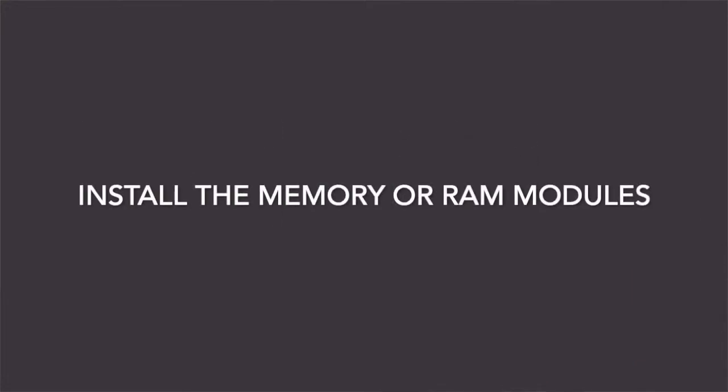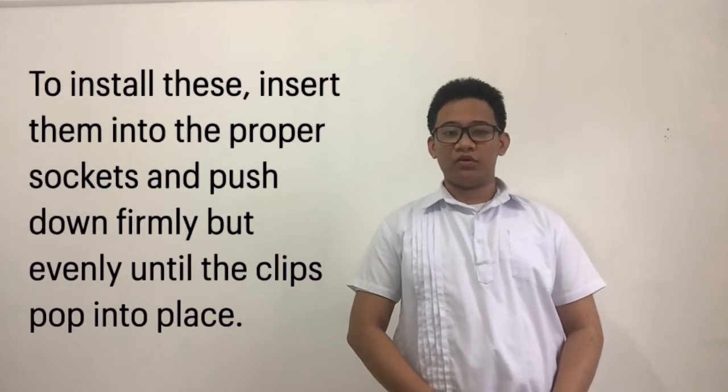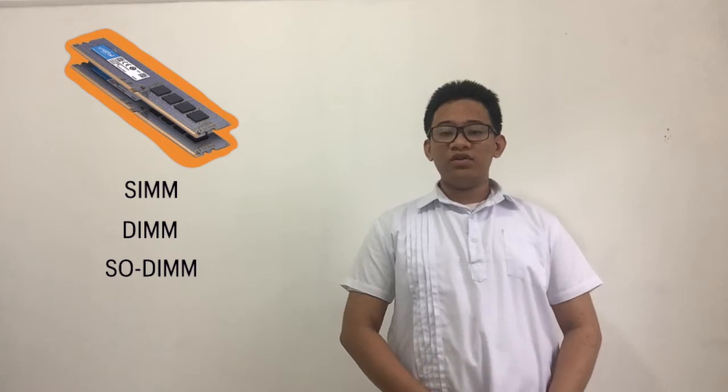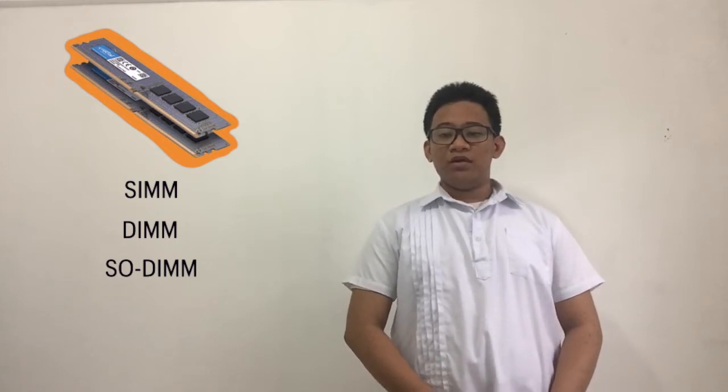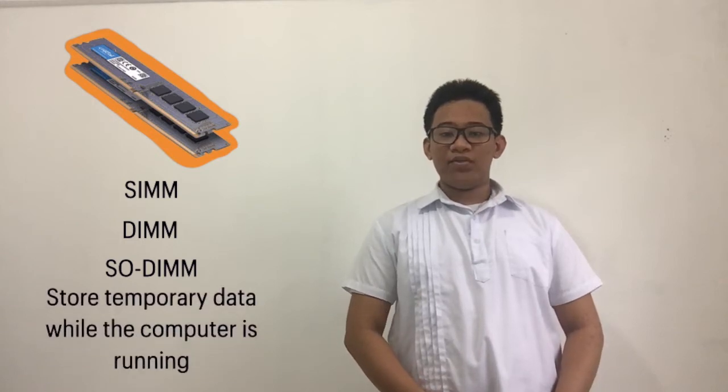Step 5. Install the memory or the RAM modules. To install these, insert them into the proper socket, then push down firmly but evenly until the clips pop into place. A memory module is another name for a RAM chip. It is often used as a general term used to describe SIMM, DIMM, and SODIMM memory. While there are several different types of memory available, they all serve the same purpose, which is to store temporary data while the computer is running.